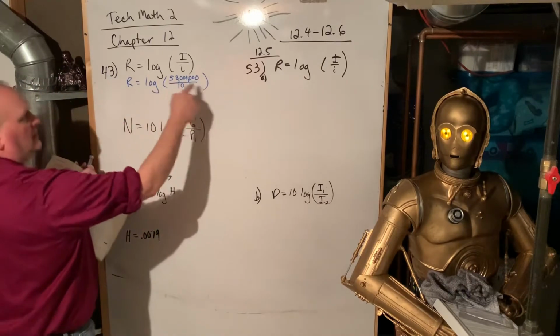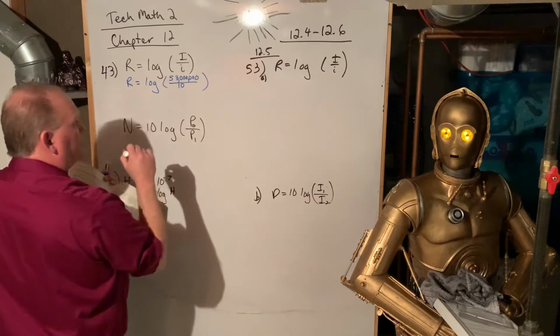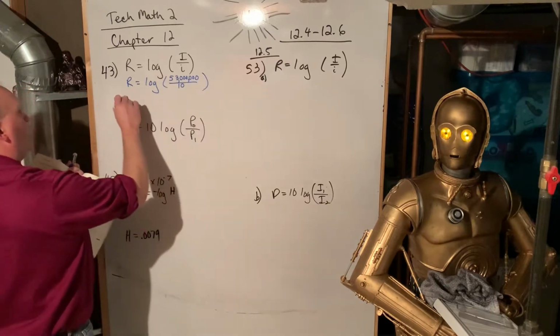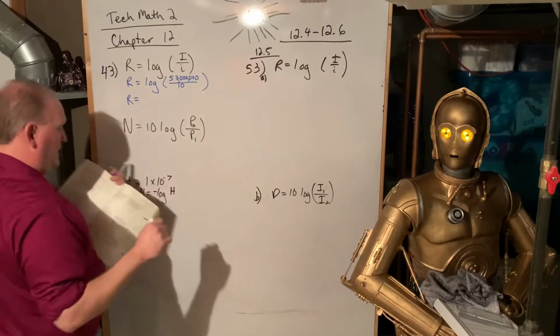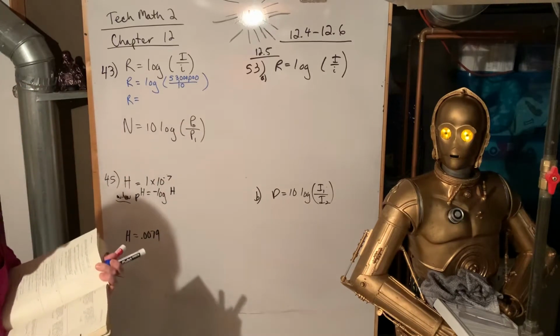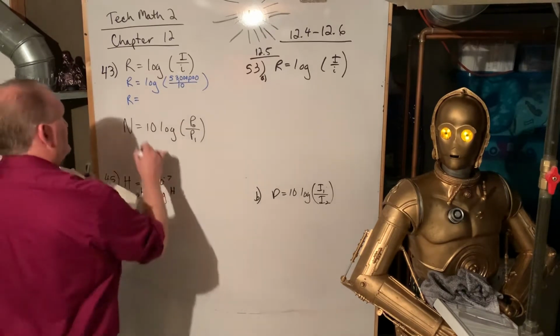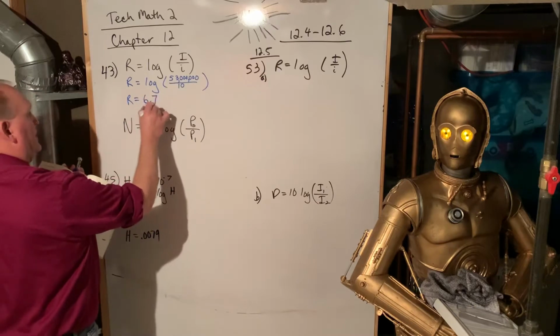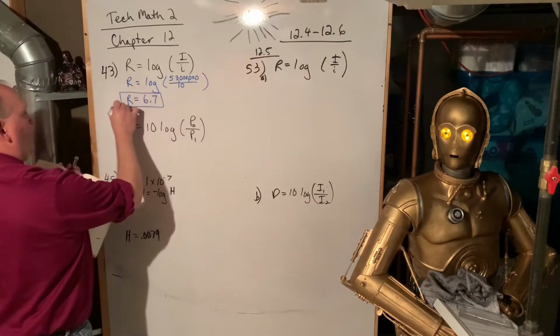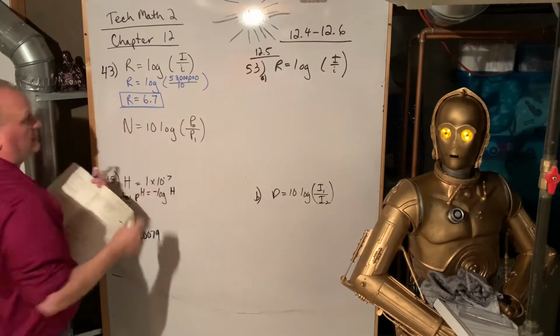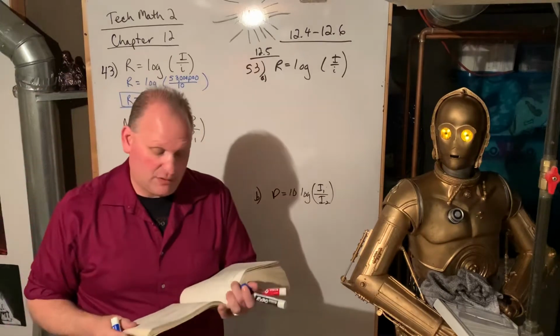So the log of 5,300,000 is equal to, and you hit enter. And that would be 6.7 on the Richter. That would be one heck of an earthquake. I don't know. This is earthquake country.